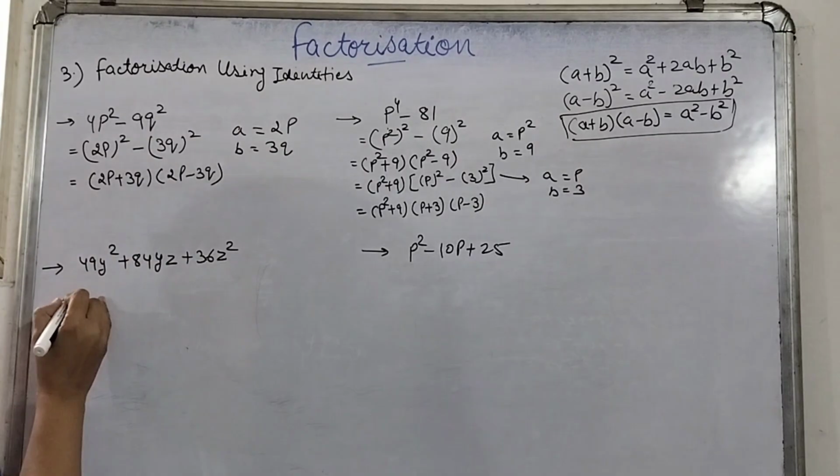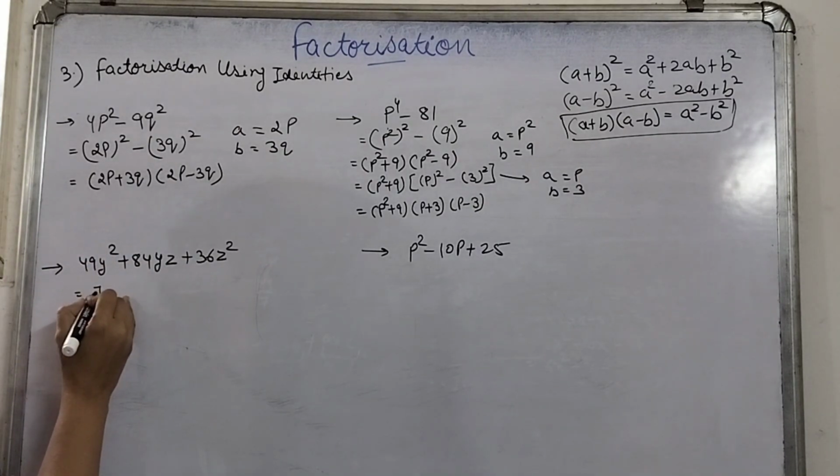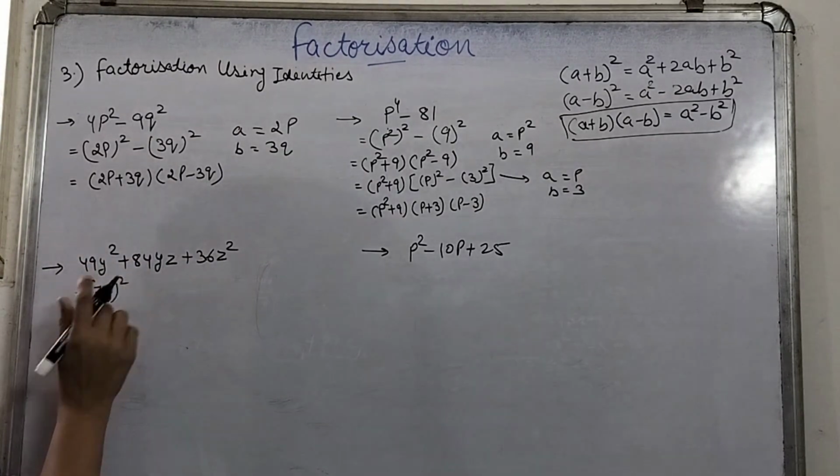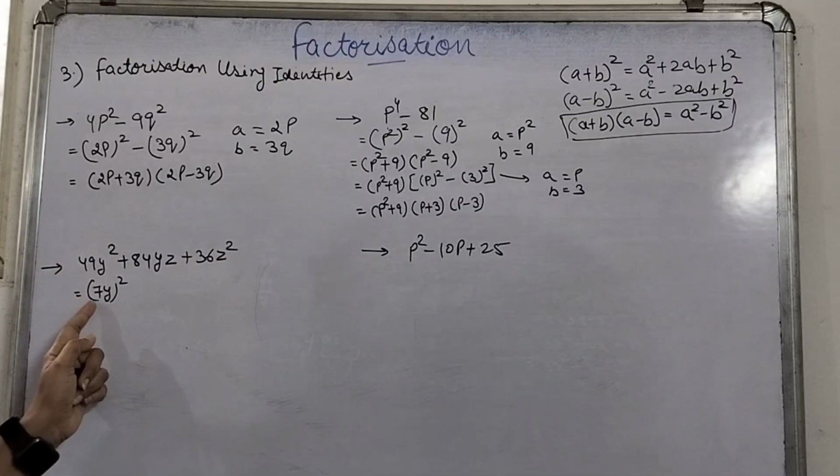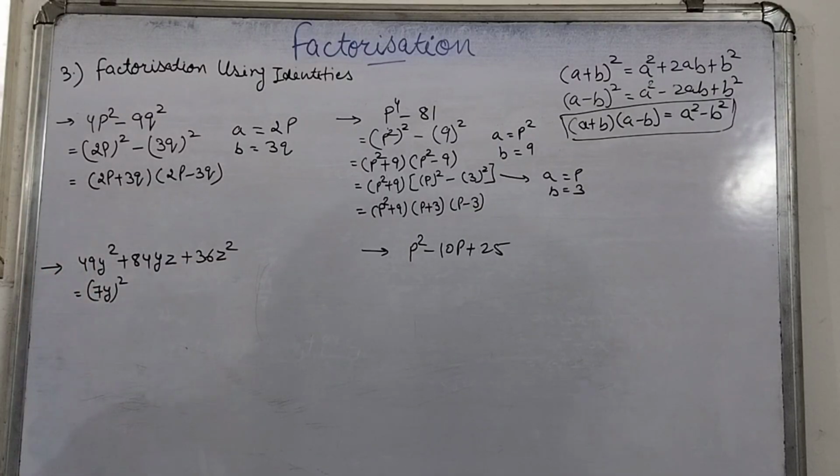Now let's check it out. 49y square could be written as 7y whole square, because 7 into 7 will be 49. So 7y into 7y will be 49y square.